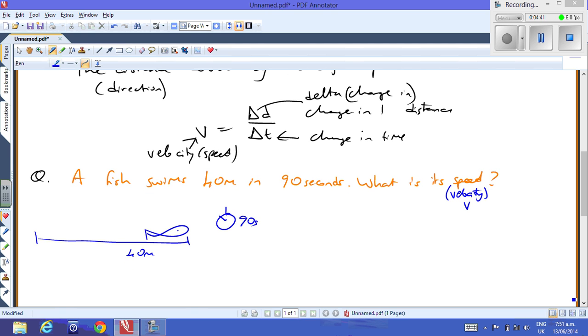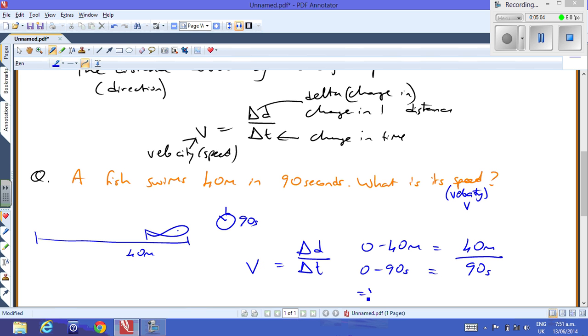Now this is just a straight up calculation of velocity. The formula for calculating velocity, or speed of the fish, is going to be the change in distance over the change in time. The change in distance was from 0 to 40 meters, so that's 40 meters on the top. And the change in time was from 0 to 90 seconds, so that is 90 seconds on the bottom.